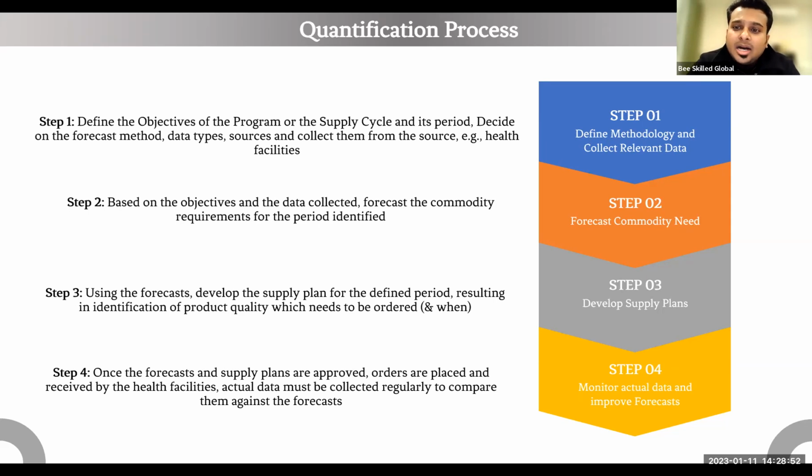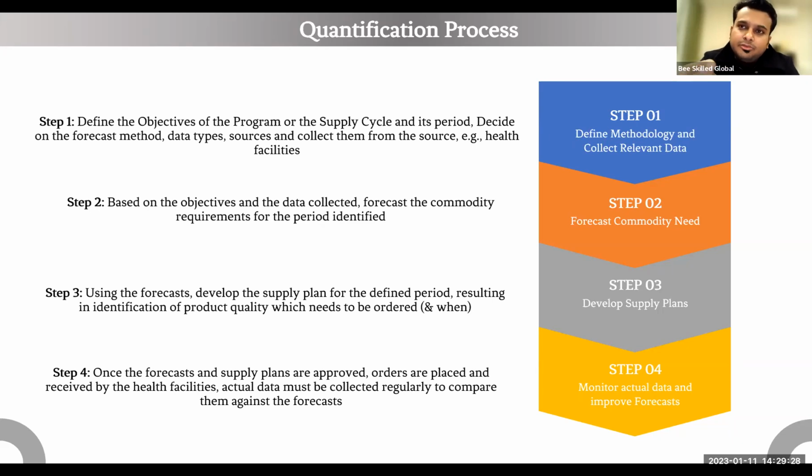But as you embark on that process, the first step is to define the methodology and collect relevant data. So you need to understand, first of all, what is the program or what is the category of commodity. Here there are two different terms. People in the private sector may call it category management or a product category. People in the public sector may call it a program. For example, a family planning program, an HIV/AIDS program, a TB program, and so forth, or an essential medicines program.